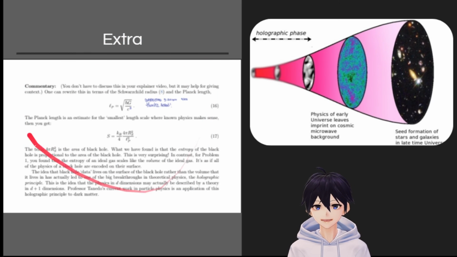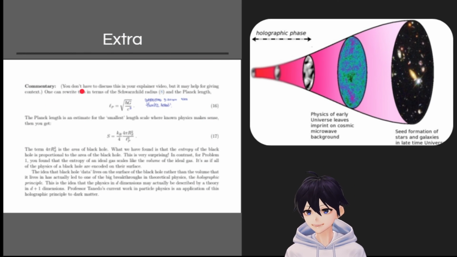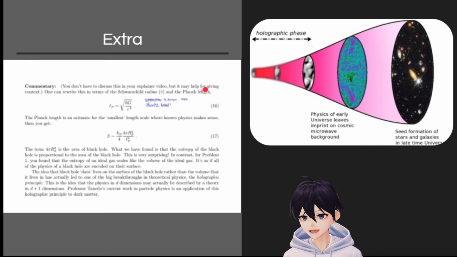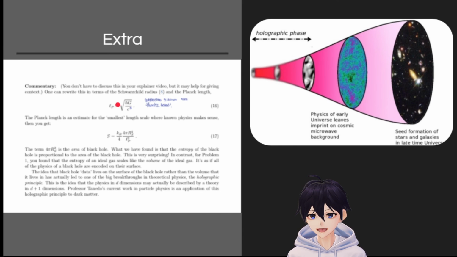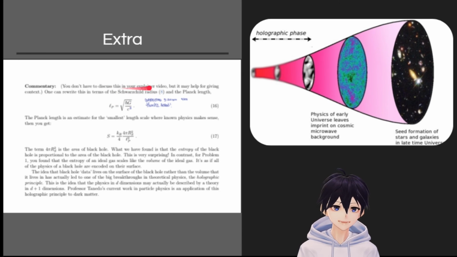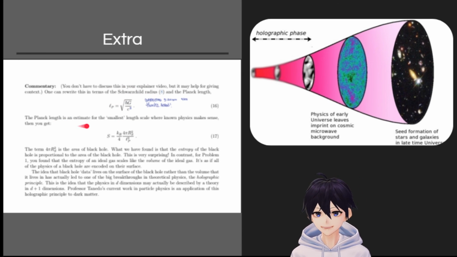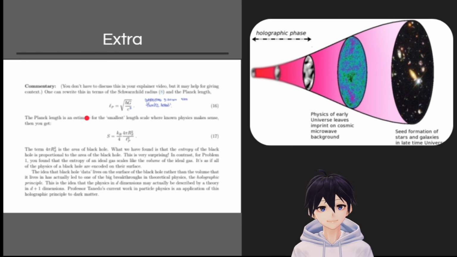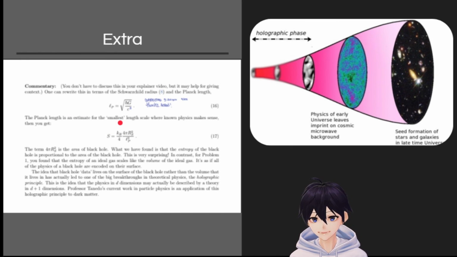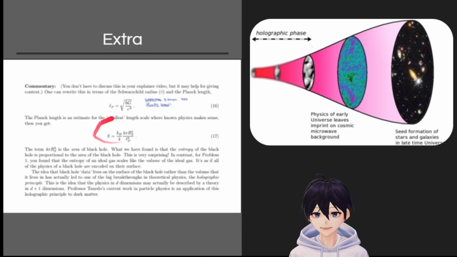So there's some extra commentary in here. I thought this was pretty interesting; you don't need to discuss this in your explainer video, but it might be helpful for giving context. You could write the Schwarzschild radius in terms of this, and then the Planck length is the smallest length scale where known physics makes sense. Then you get this, and that 4 pi r squared thing right here is the area of the black hole. What we found here is that the entropy of the black hole is proportional to the area of the black hole.